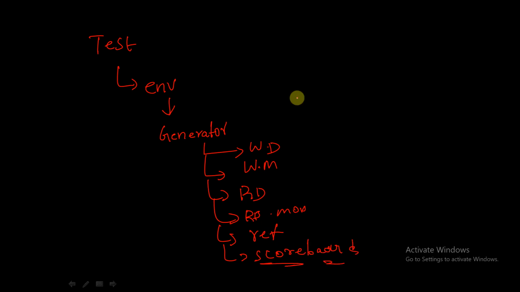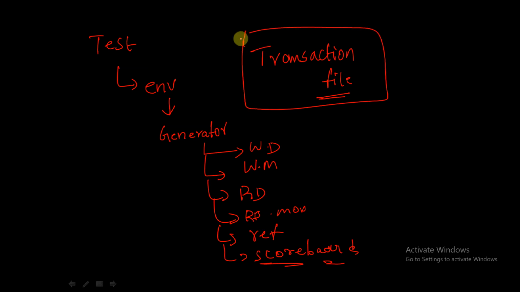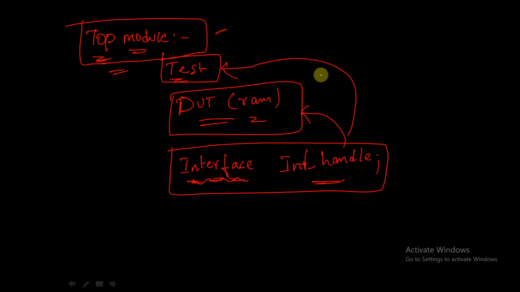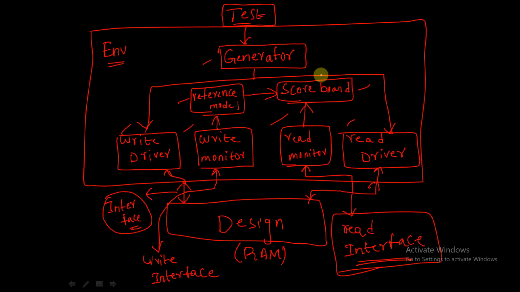Okay, and we have one more file which is known as transaction file, which is also written inside a class, and this file is not involved in the testbench hierarchy. It is a completely different file. This file is being used by the generator file and all other files. Okay, I will show you in detail how this file is being used by our different components. Okay, so this is the hierarchy of our SystemVerilog testbench.